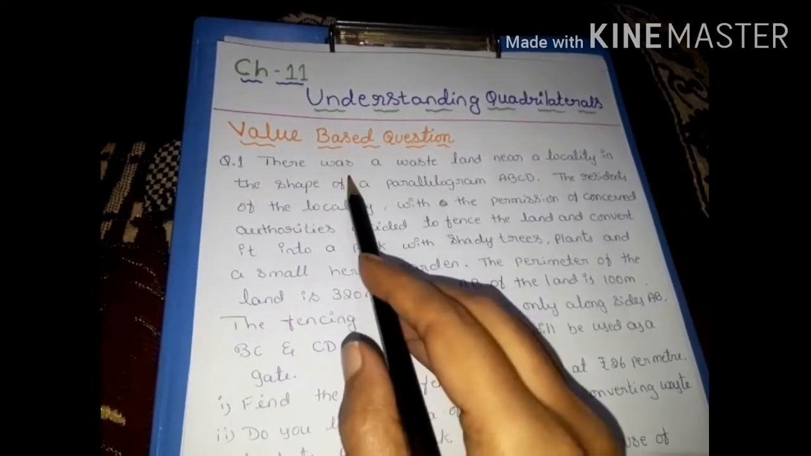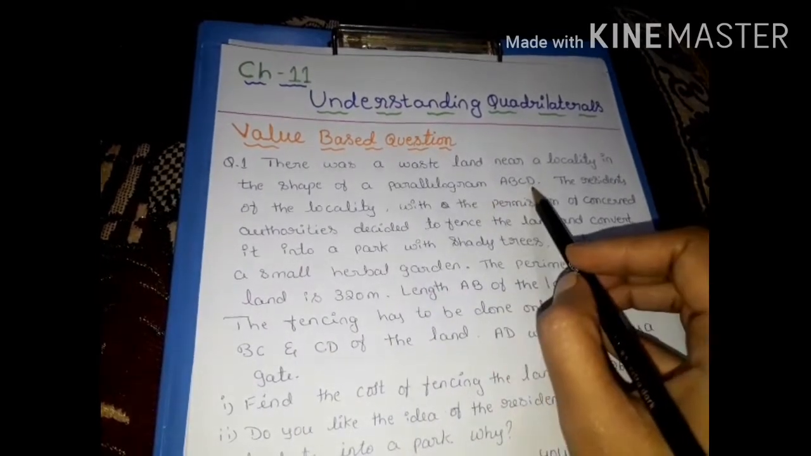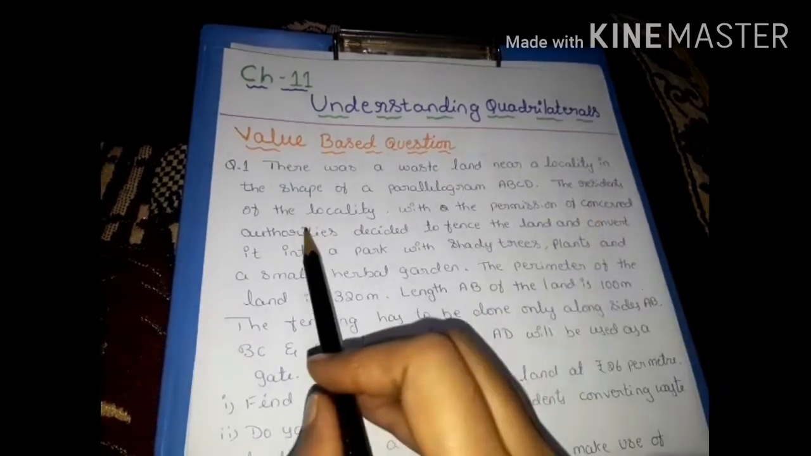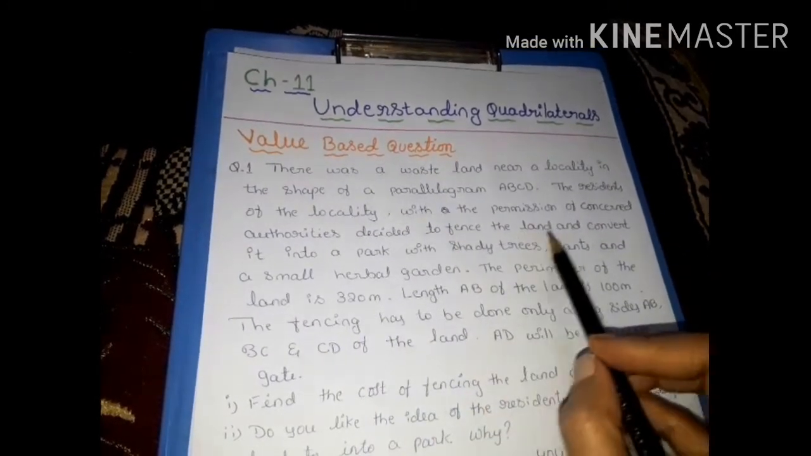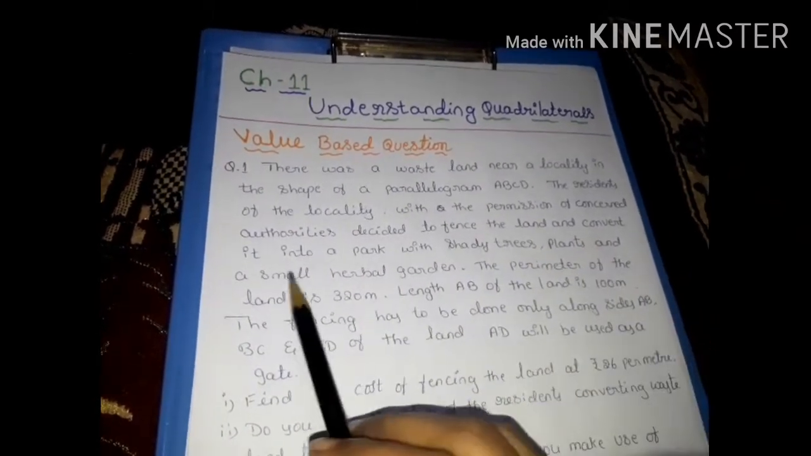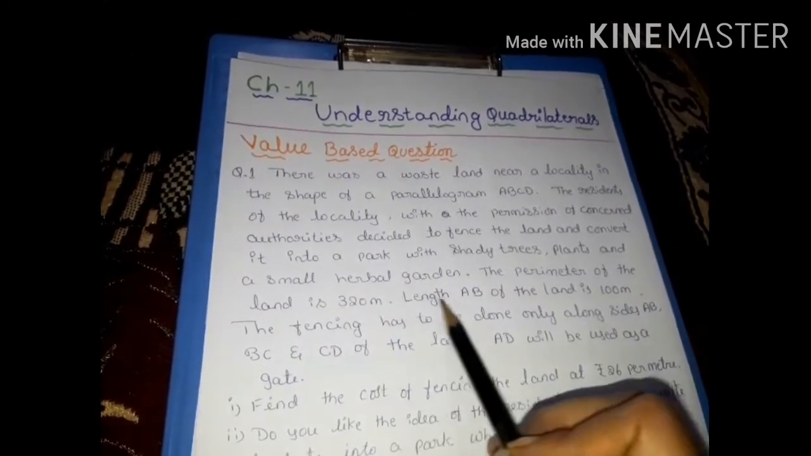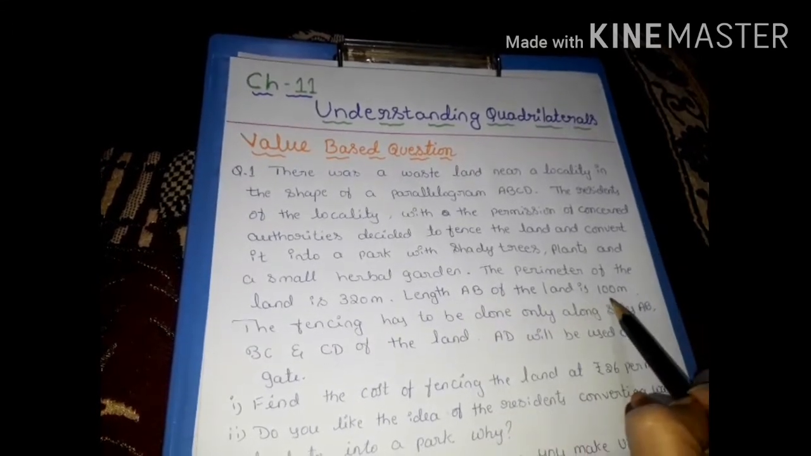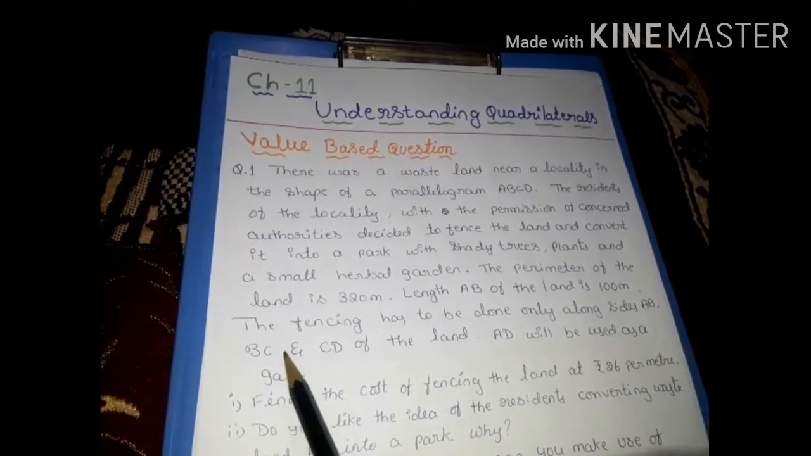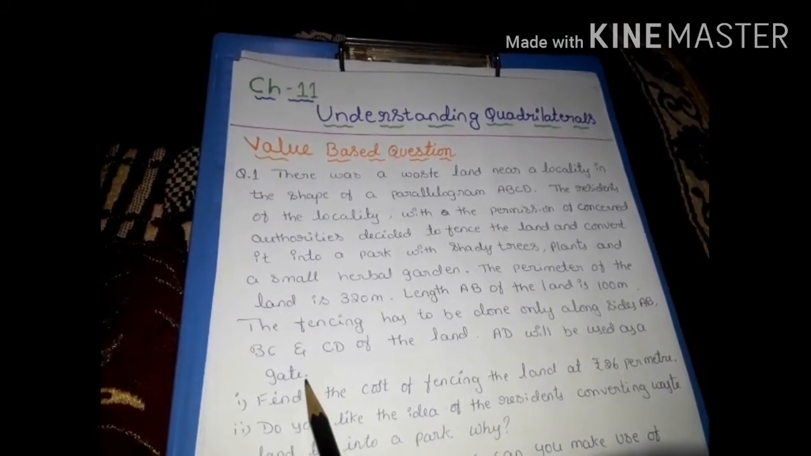Question number 1. There was a wasteland near a locality in the shape of a parallelogram ABCD. The residents of the locality, with the permission of concerned authorities, decided to fence the land and convert it into a park with shady trees, plants and a small herbal garden. The perimeter of the land is 320 meter. Length AB of the land is 100 meter. The fencing has to be done only along sides AB, BC and CD of the land. AD will be used as a gate.